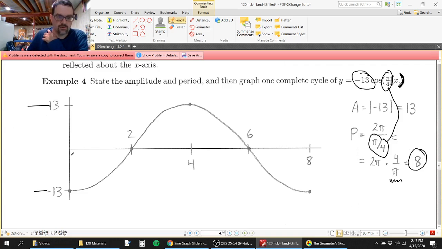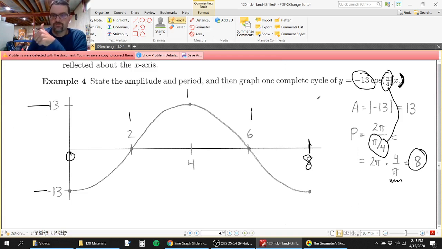So our wave starts at 0, like it always has been. It's going to end at 8. And then you're just going to mark off a quarter and a half and 3/4 of the way through, and those numbers are really easy to figure out in this case, just 2, 4, 6, and then 8.